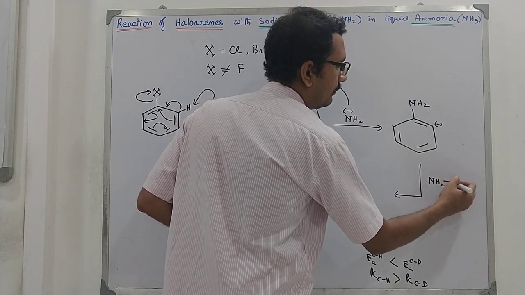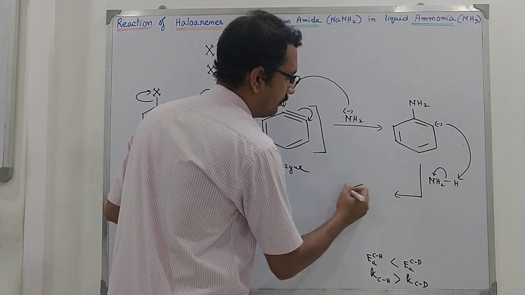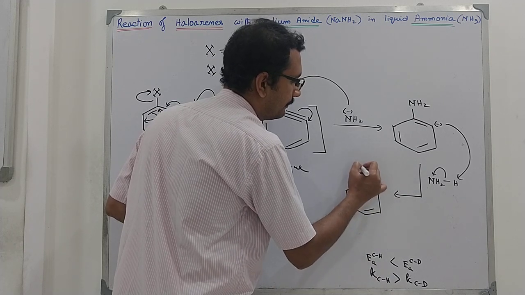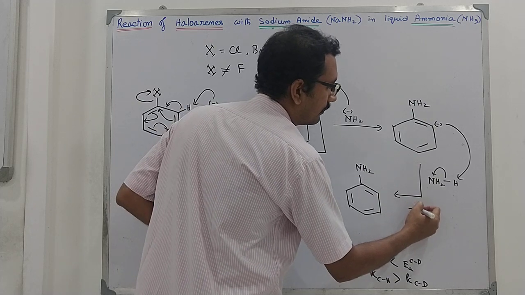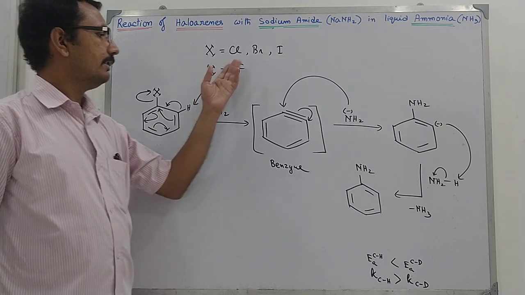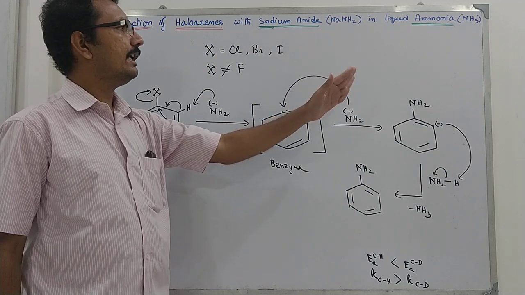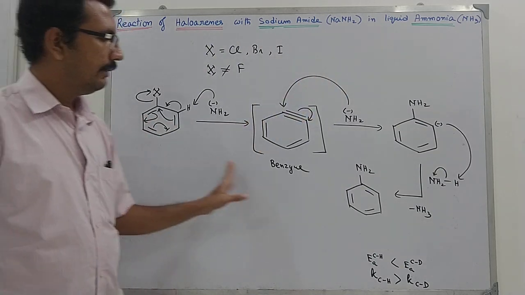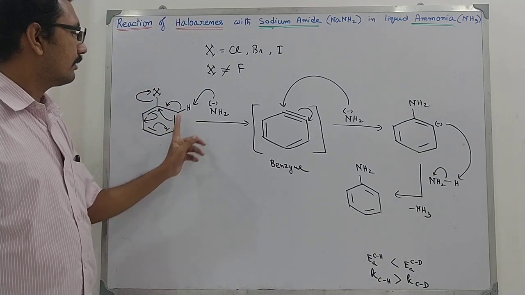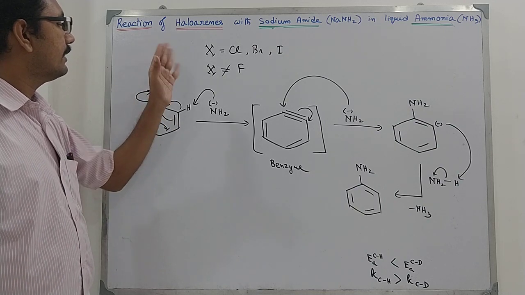Now the solvent is ready, so proton extraction from the solvent will occur. So we will get aniline. So starting from chlorobenzene, bromobenzene and iodobenzene, if we apply sodium amide in liquid ammonia, we will get aniline at the end. So this is the nucleophilic substitution, but it does not occur in an equivalent way to how it occurs in case of haloalkanes.